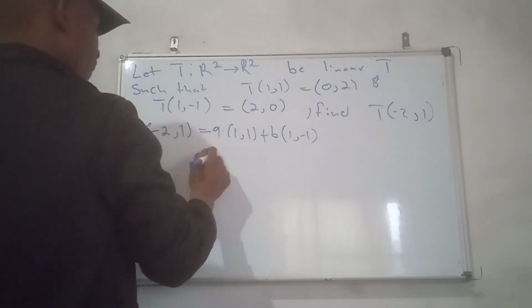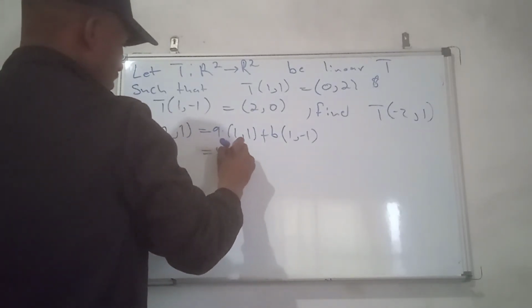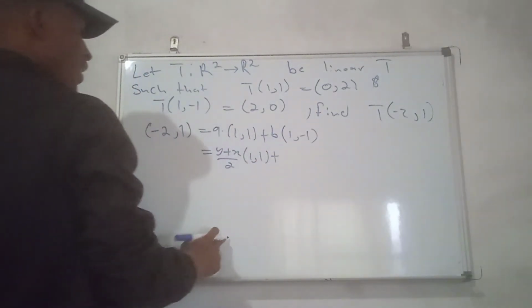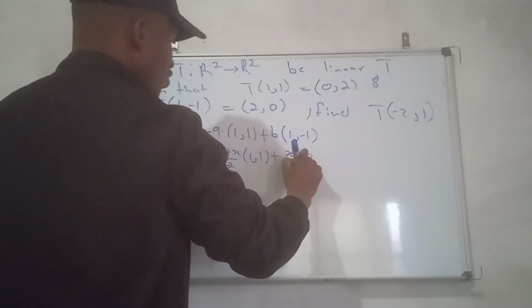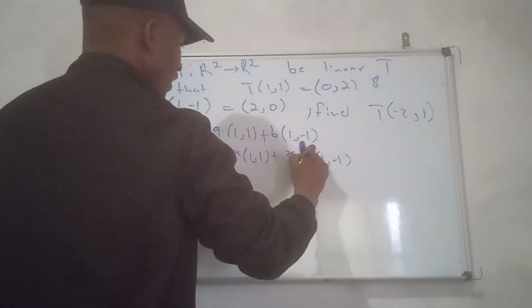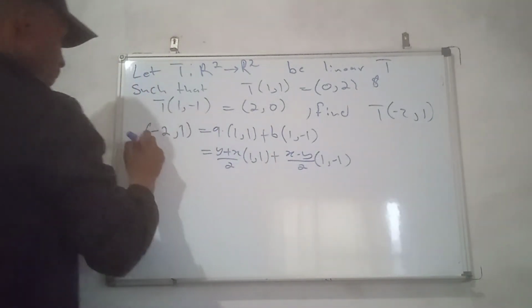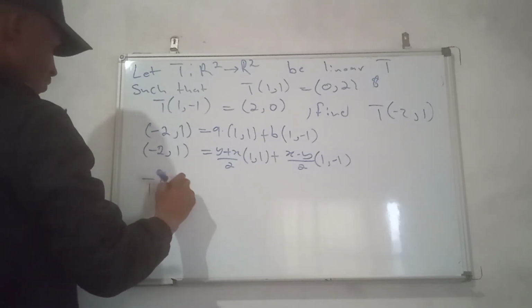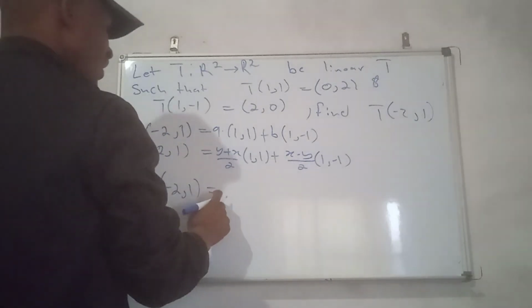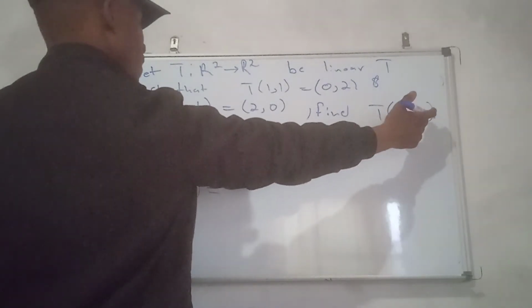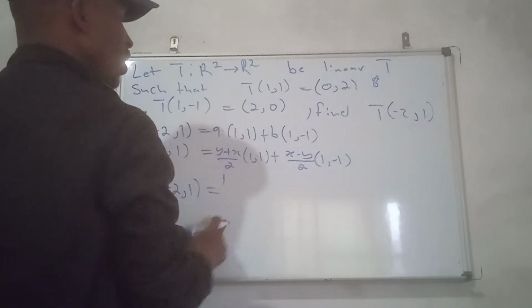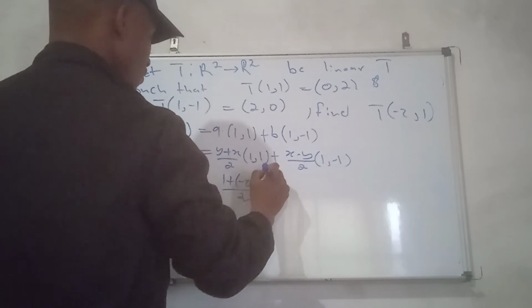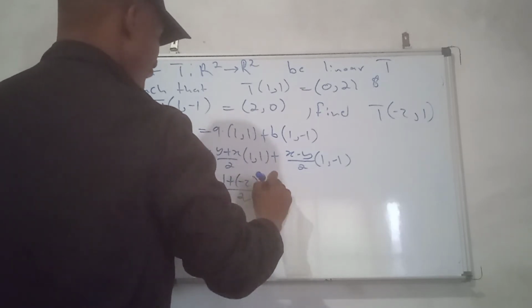So my A is what? It's (y plus x) over 2, times (1,1). And then my B, according to our formula, it's (x minus y) all over 2, times (1,-1). So this is (-2,1). If I invent T on this side, it means that what is our y? Our y is 1. But what is our x? It's minus 2, all over 2.